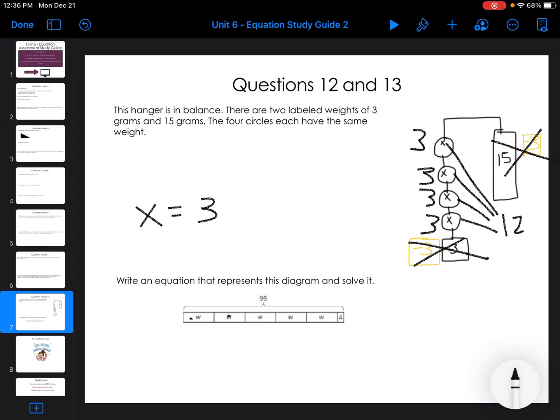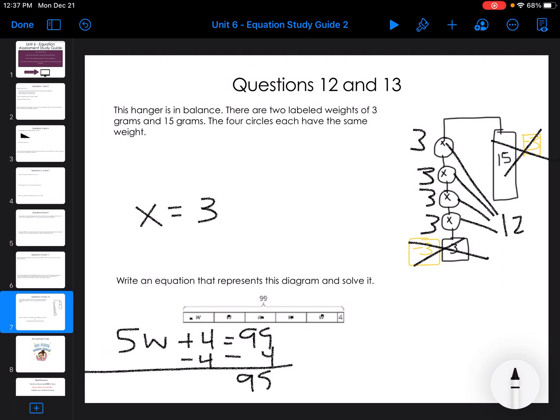Write an equation that represents the diagram and solve it. So this is 1, 2, 3, 4, 5. 5 w's plus 4 equals 99. So I'm going to subtract 4 on each side. So I want to find for just 1 w, so I'm going to divide by 5 on each side. 95 divided by 5 gives me 19, so w equals 19.